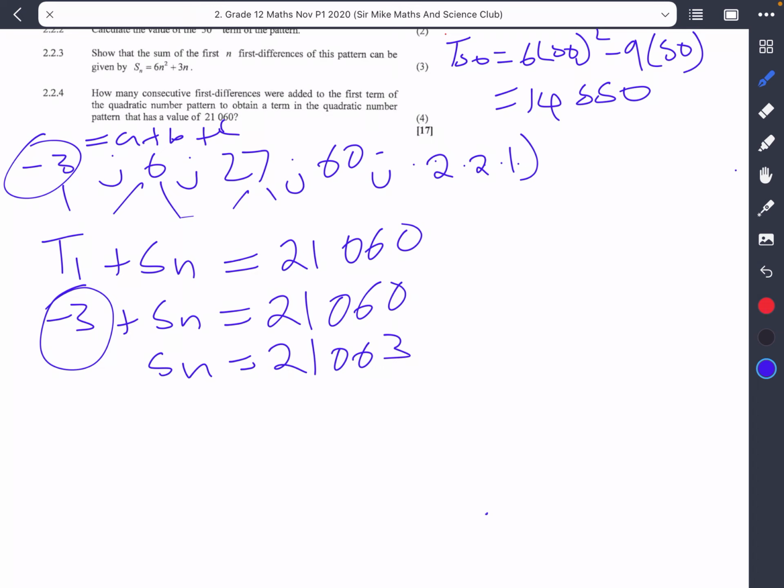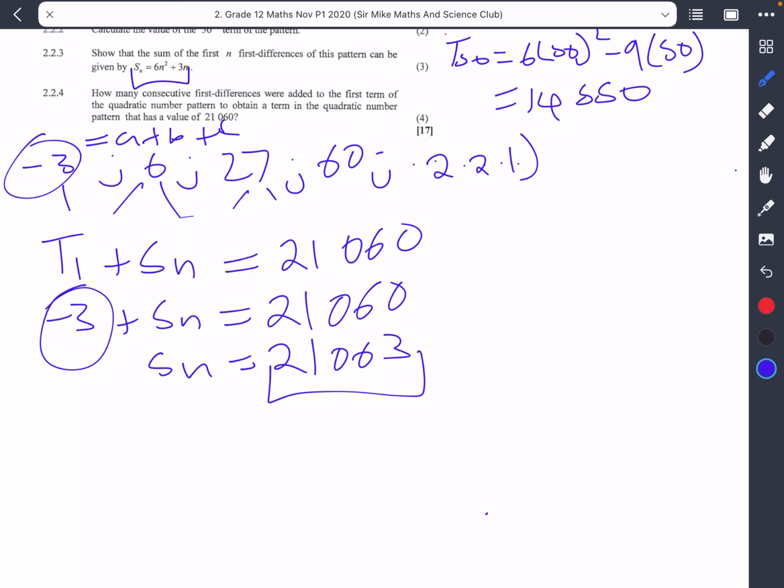So in this case, of course, Sn would be equal to 21,063. So what I'm going to do is find the number of terms that actually gives me that sum. I'm going to solve for n. Now remember that of course we have an expression for Sn.